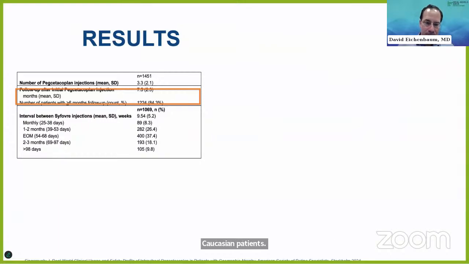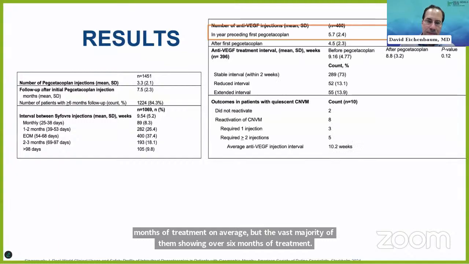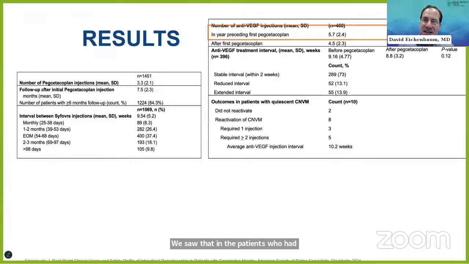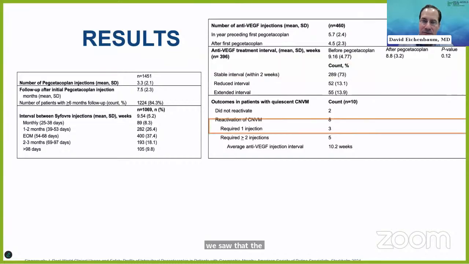We saw here in follow-up that these patients had at least 7 months of treatment on average, with the vast majority of them showing over 6 months of treatment. We saw that in the patients who had previously received anti-VEGF injections, they continued to receive anti-VEGF injections at about the same rate. We saw that the interval remained stable for those patients receiving anti-VEGF injections, and patients with quiescent choroidal neovascularization did show a trend towards recurrence when exposed to pegcetacoplan.